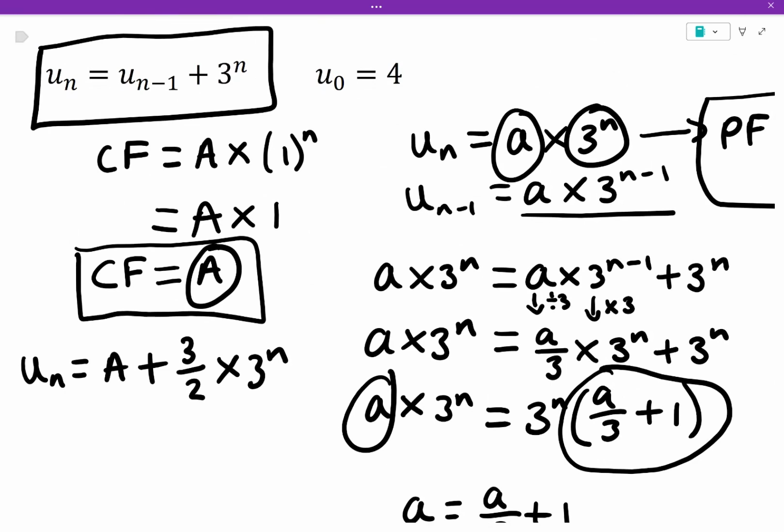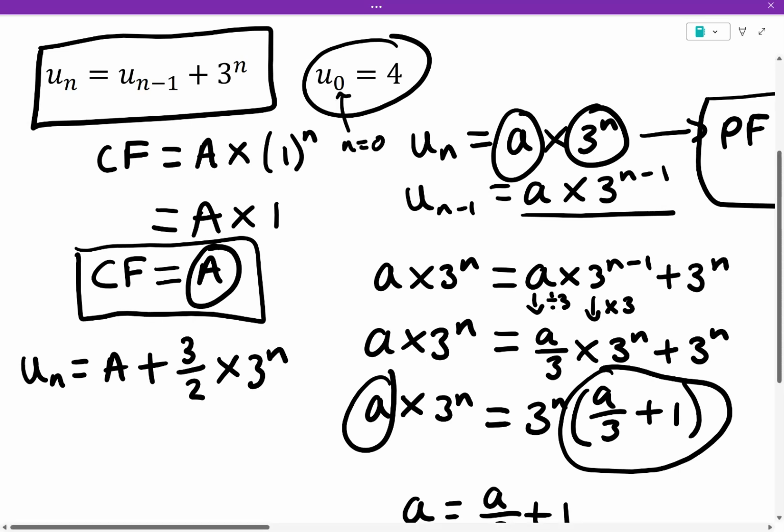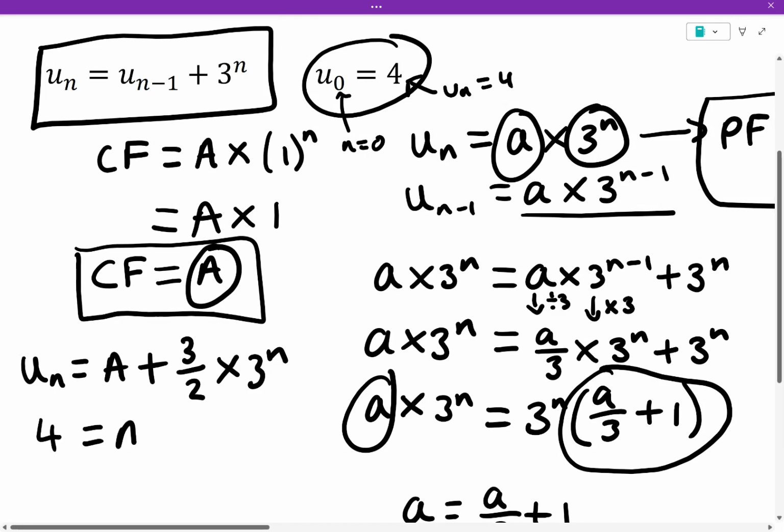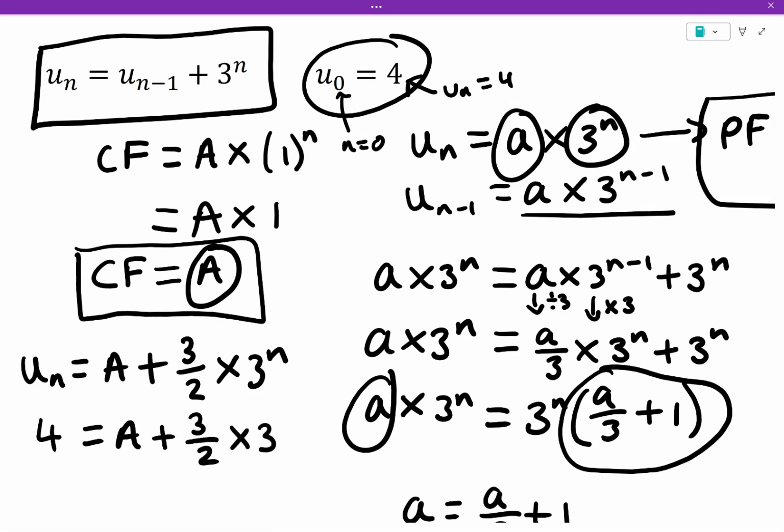Now we need to find a particular solution. To do that, I have to use my initial condition over here in order to obtain this value of capital A, which is what's making this a general solution. So u 0 is equal to 4. In this case, n is equal to 0, and the value of my term u n is equal to 4. So I'm going to substitute the 4 in for the u n, and in place of the n's, I'm going to put a 0. So I would have 4 is equal to A plus 3 over 2 times 3 to the power of our value for n, which is 0.